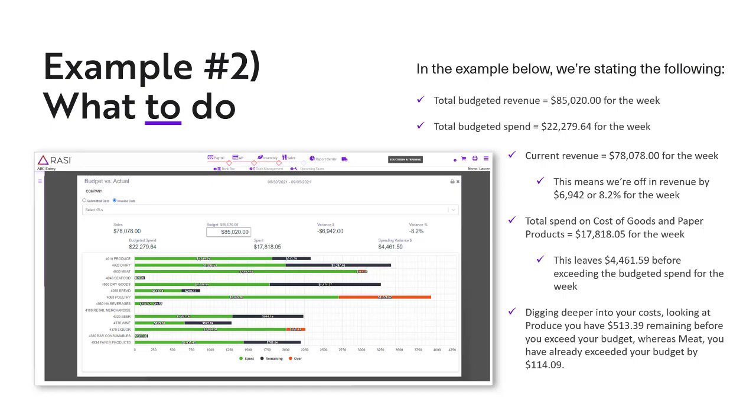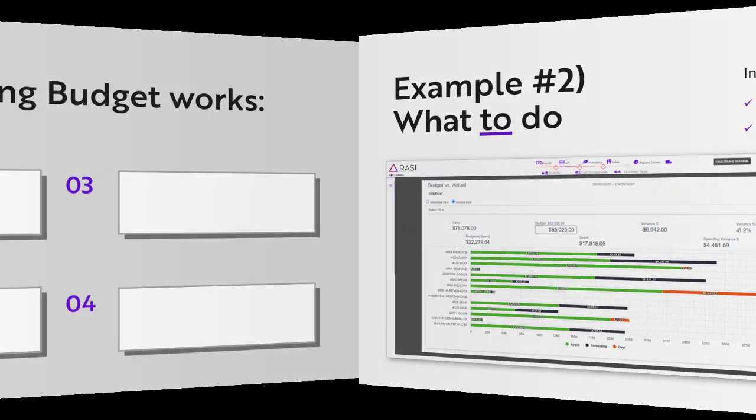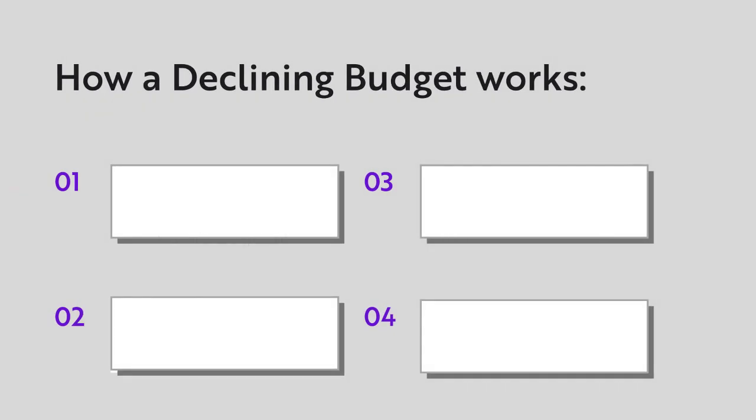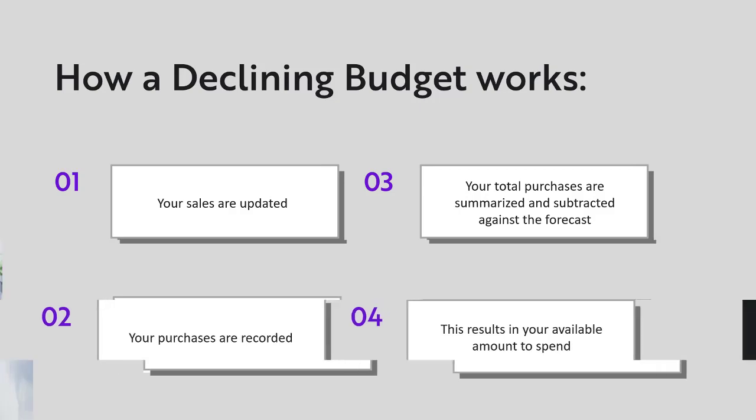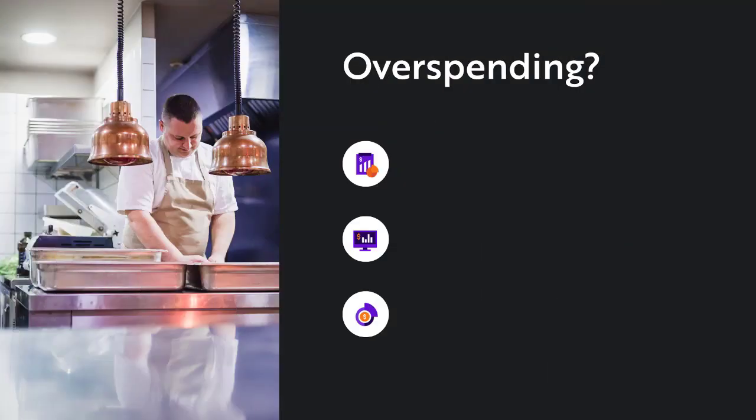So now that we just looked at an example of a declining budget, let's see how it actually works. Each day, your sales are updated and your purchases are recorded. Then, the total purchases are summarized and subtracted against your forecast. Simply, this results in your available amount to spend. So what happens when you spend more than your budgeted amount?